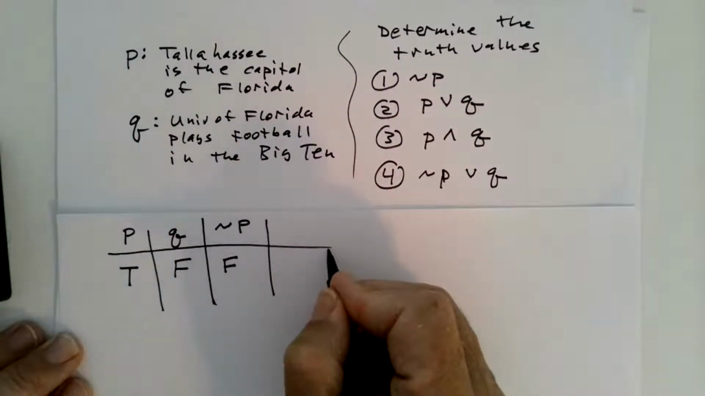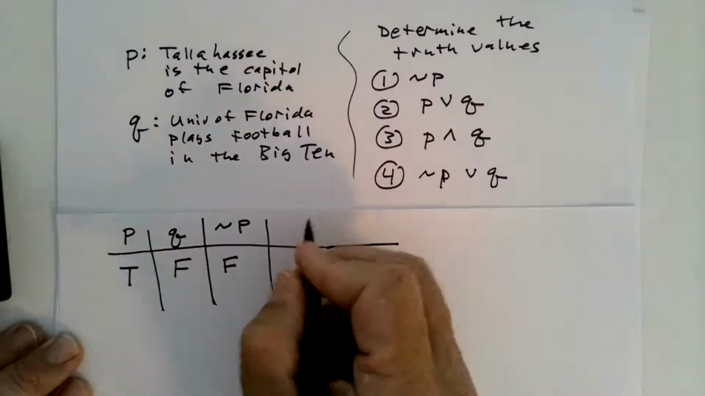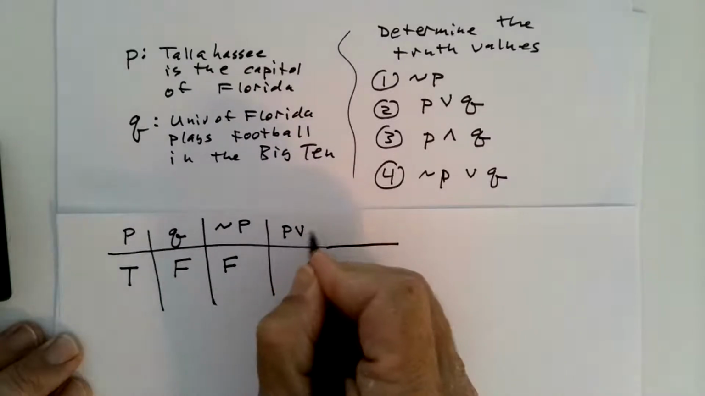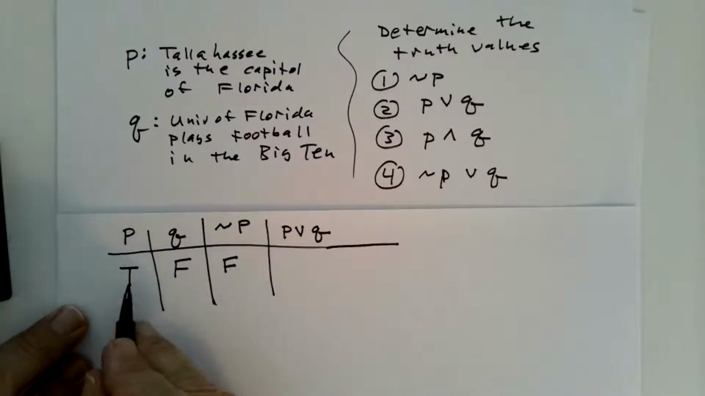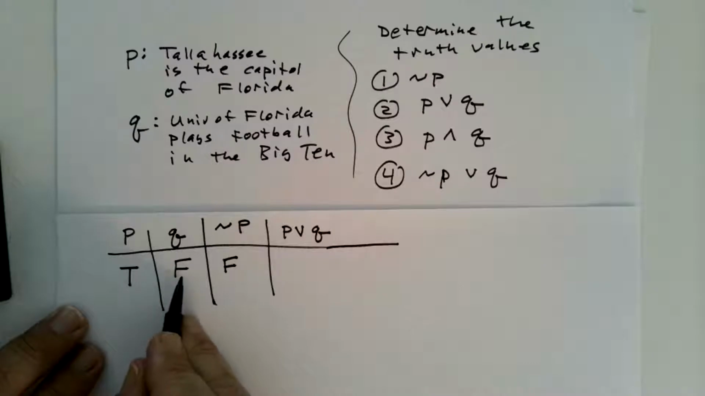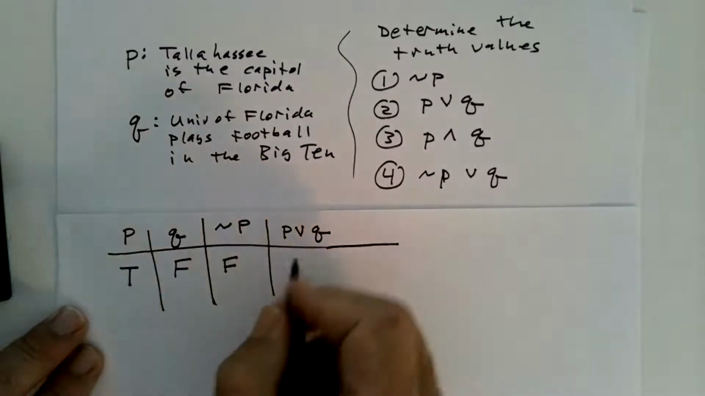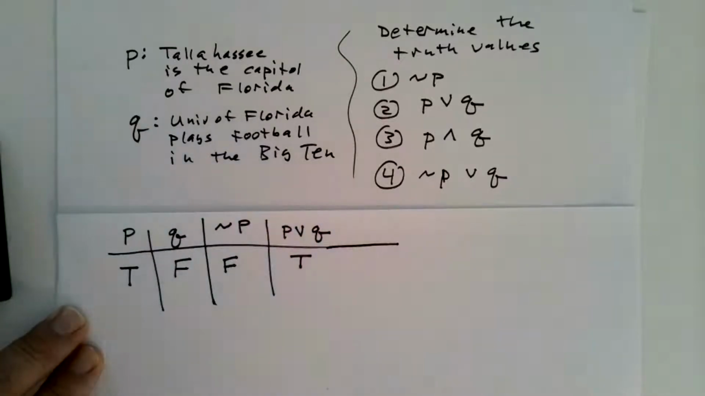How about P or Q? So we have next P or Q. P or Q is true if one or the other or both is true. P is true or Q is true. Well, P is true, Q is not. Is one or the other or both true? Yes. So that's going to go ahead and get us a true statement.